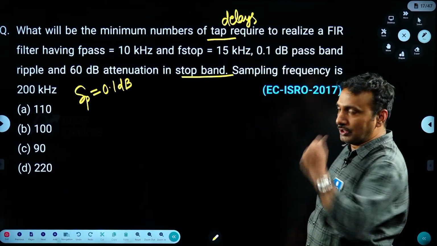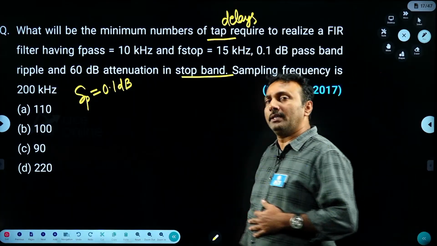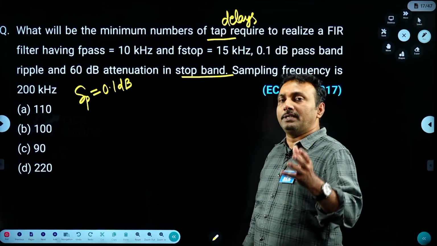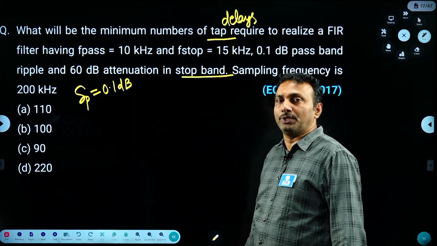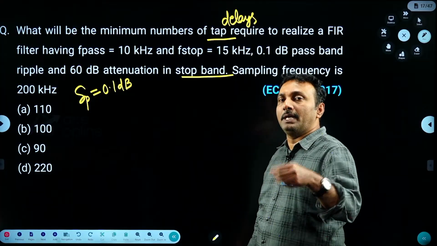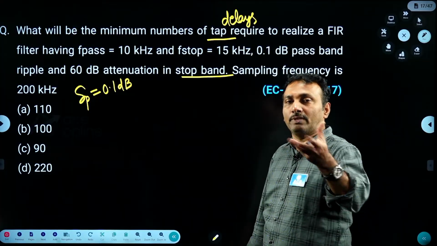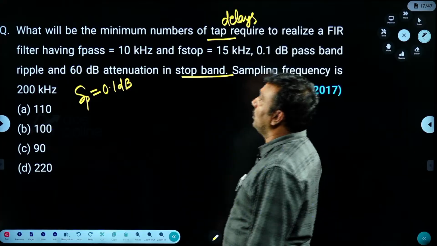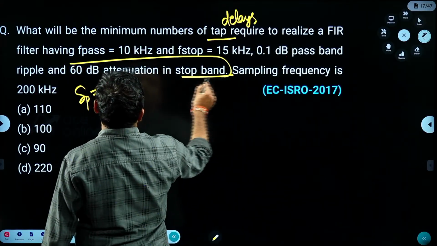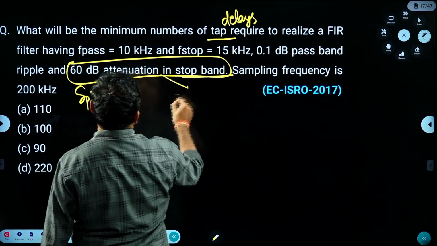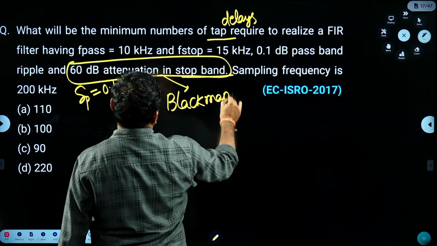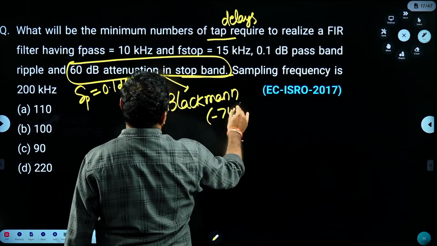So when you study this question, you should get the idea which specific window it corresponds to. In FIR filter design, there are two methods generally used to design an FIR filter with linear phase. One is named the windowing method, the other is the frequency sampling method. So for the given data, which is the suitable window? 60 dB attenuation in the stop band. The suitable window for us is Blackman window, because in the Blackman case it is minus 74 decibel.